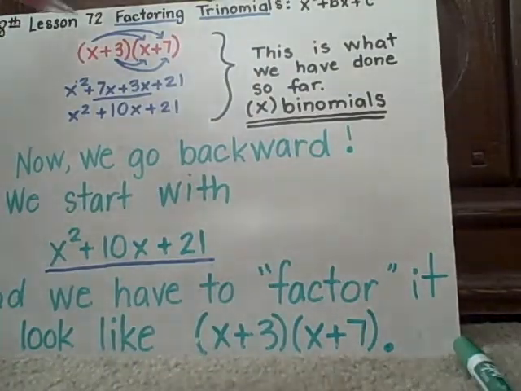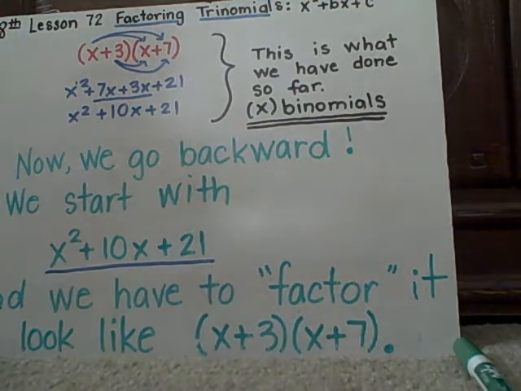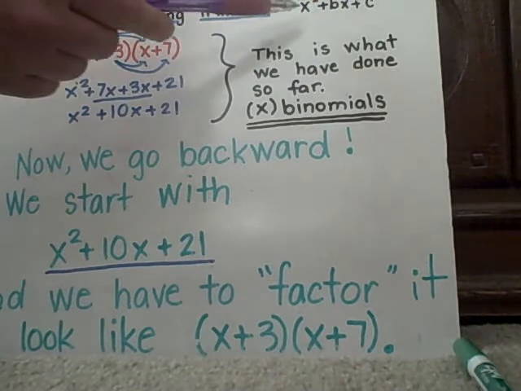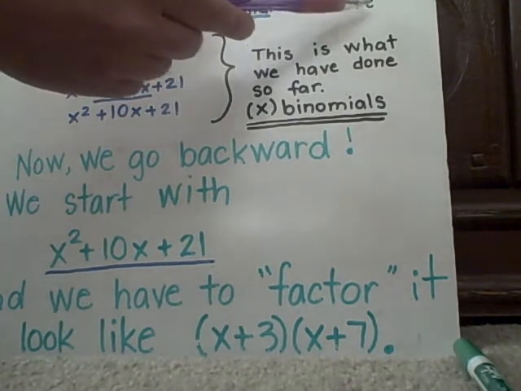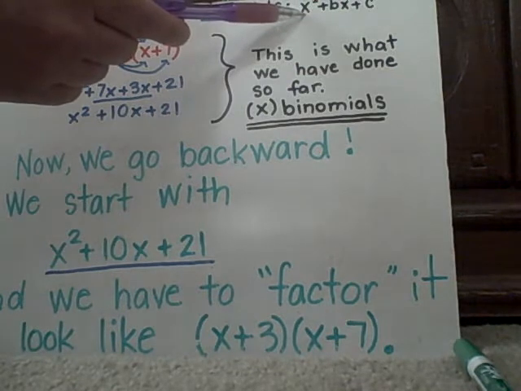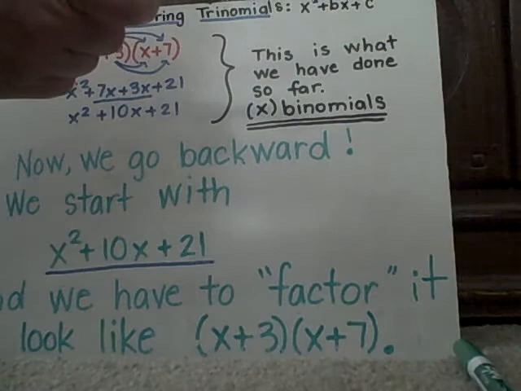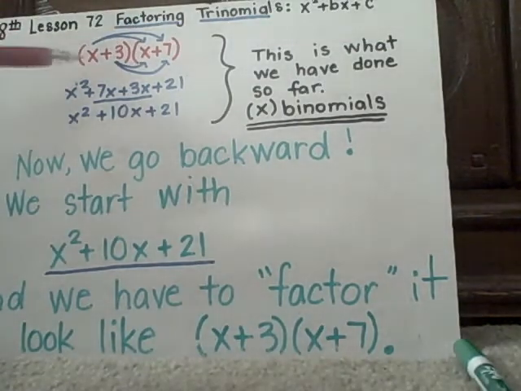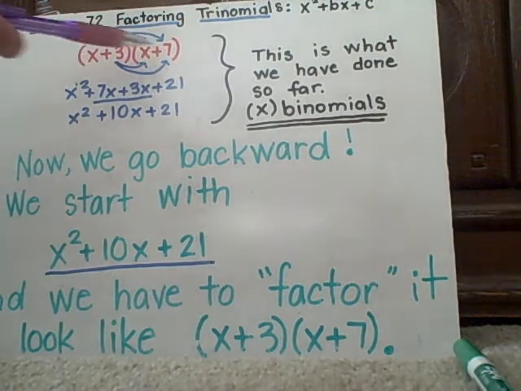Today's lesson is lesson 72, factoring trinomials. The standard form of a trinomial is x squared plus bx plus c, with the leading term having the x squared part. What we've been doing so far is taking a binomial and multiplying it.